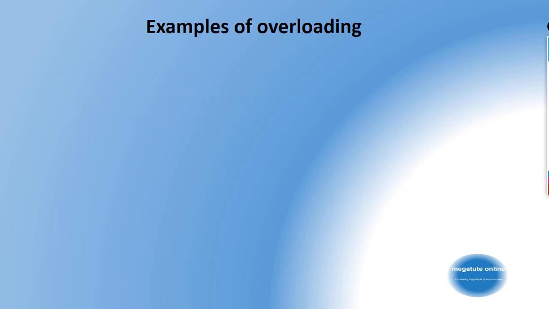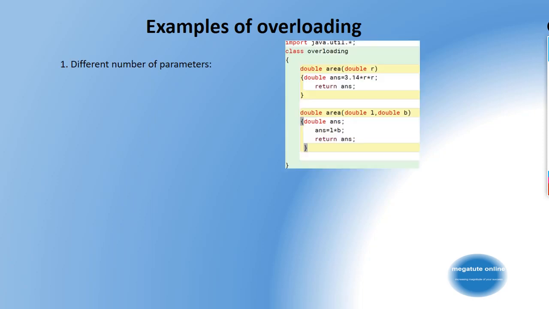All right. Now examples of overloading: different number of parameters. This is one of the examples of overloading, where we have a function area which has one parameter, radius, which calculates the area of the circle and returns it. Then we have another function by the same name area, but here the parameters are changing. We have two parameters, both double, which are length and breadth. We calculate the area and return it. So this is the example of different number of parameters.